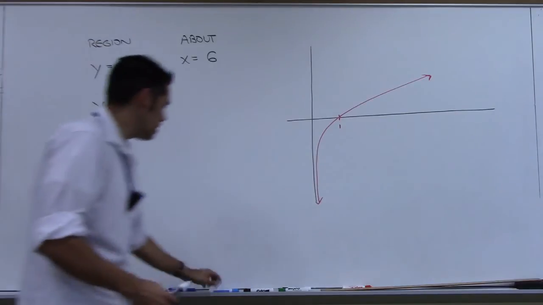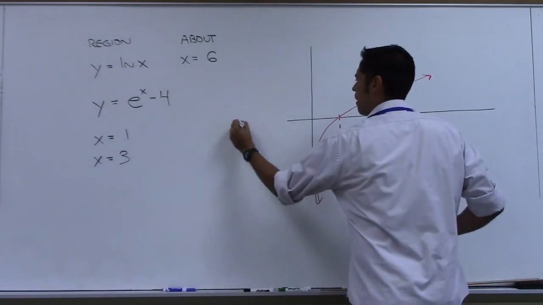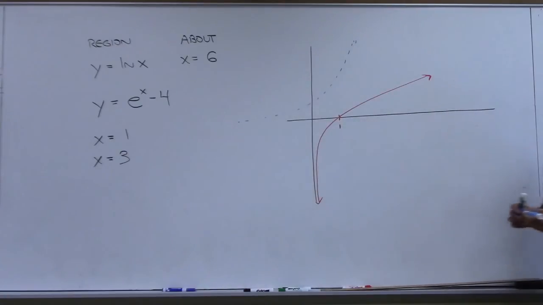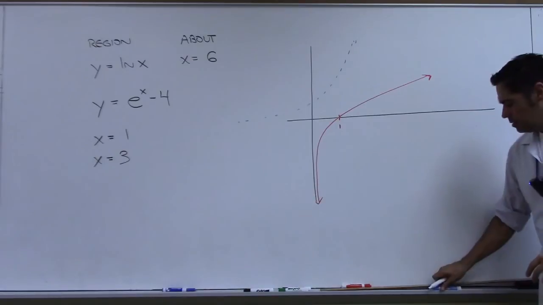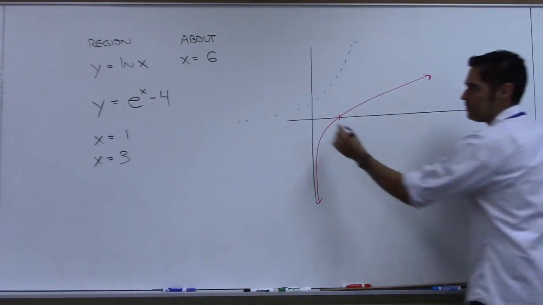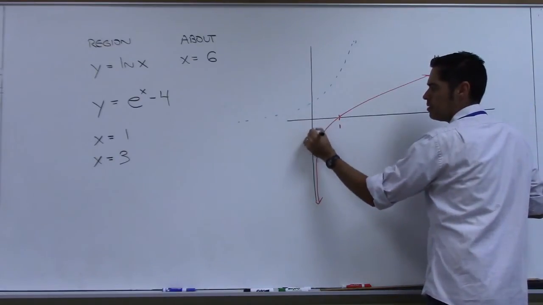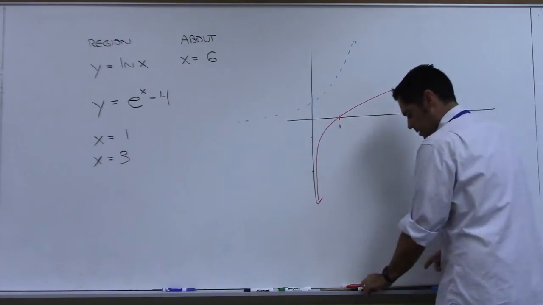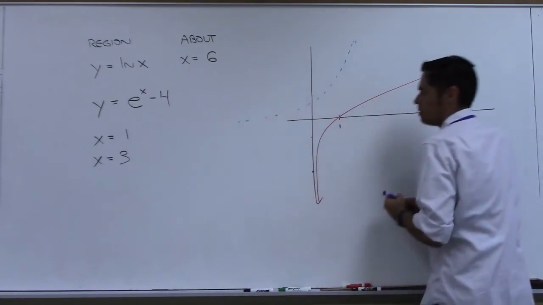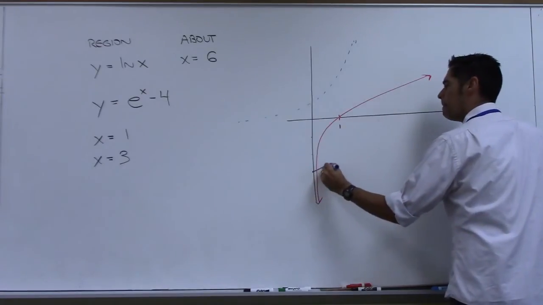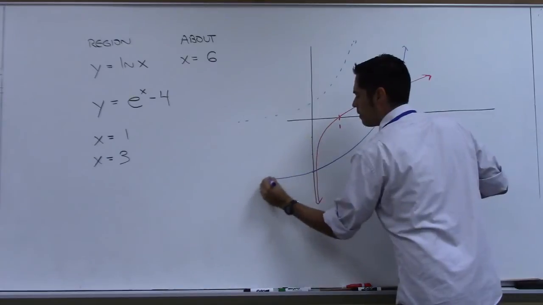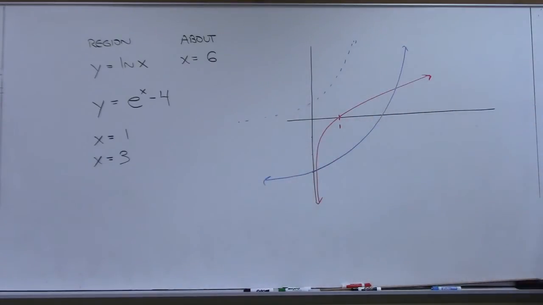Because we all know e to the x looks like this, right? I'm just going to bring it down so that instead of here, it's 1, 2, 3, 4, so like this. It's going to go like this.